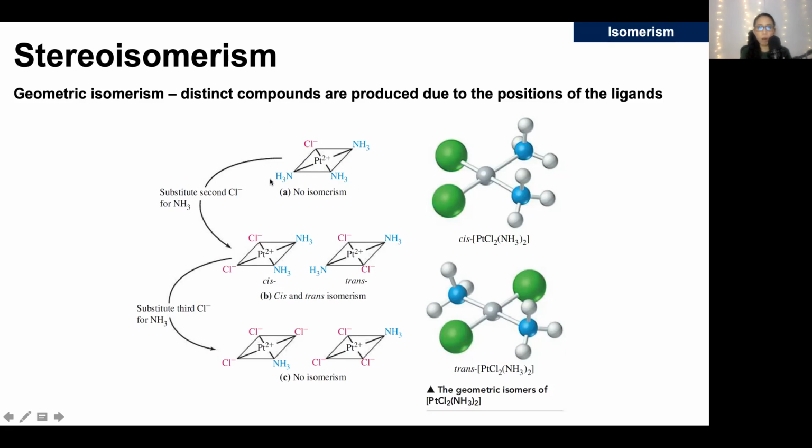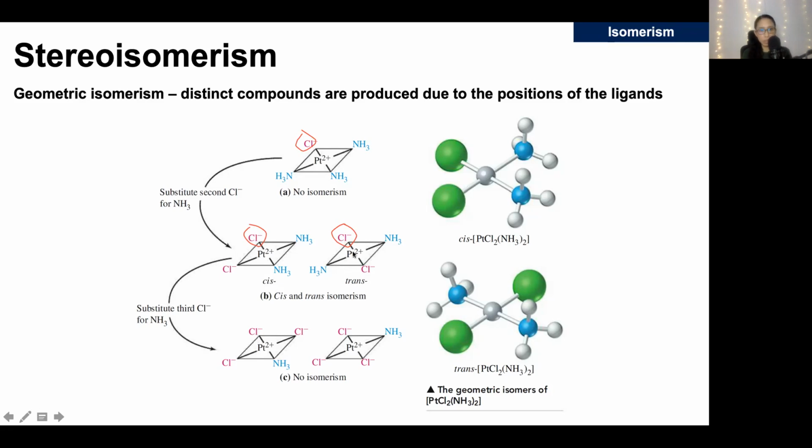So you only have one compound with this structure, because regardless of the position of your chloride ion, it will still be the same compound, right? But if we introduce, or if we replace one of the ammonia molecules with another chloride ion, then we generate isomerism here. Why? So if this is the first chloride ion, the second chloride ion that will replace an ammonia molecule can be placed here or here. And these are two different compounds.